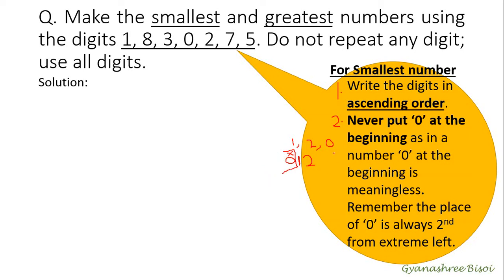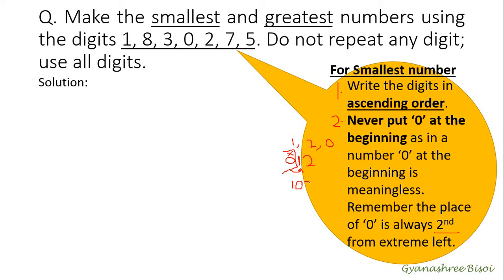So if 0 is there, then how to write? Write it at the second place. Remember, the place of 0 is always second from extreme left. Then who will be at the extreme left? The digit which is next to 0. Next to 0, what is the digit? That is 1. Then 1, and the second place is 0's place always, while forming the smallest number.